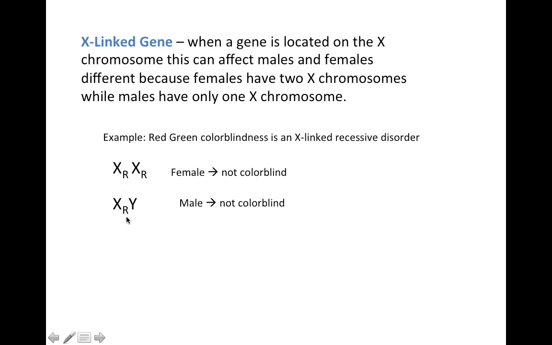A male only has 1 X chromosome. This gene is not found on the Y chromosome. But a male with 1 gene, this large R, the dominant gene, is also not colorblind. A female that has a large R and a little r is heterozygous. So on this X chromosome, she has the dominant R. On this X chromosome, she has the recessive r. She is also not colorblind, but we would call her a carrier of the mutated gene.